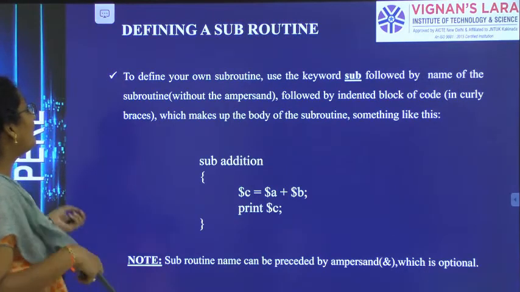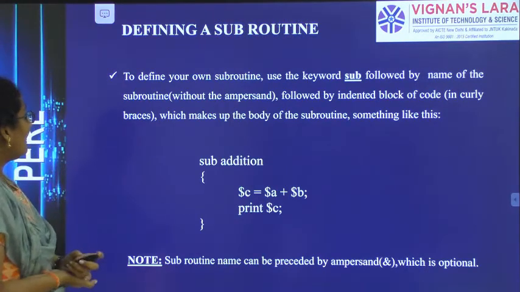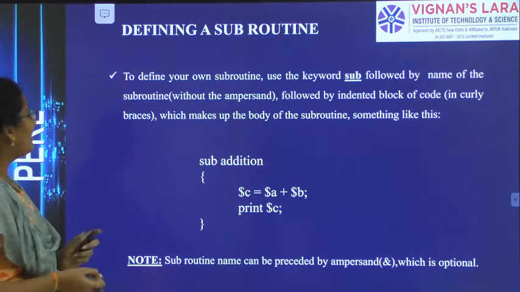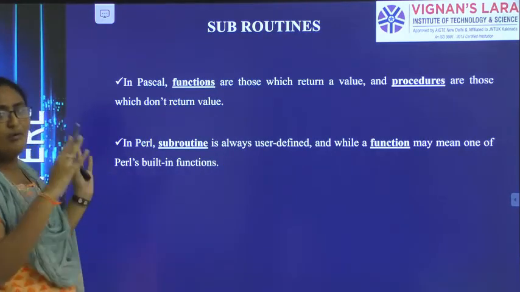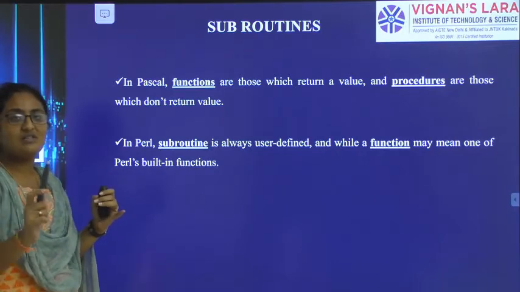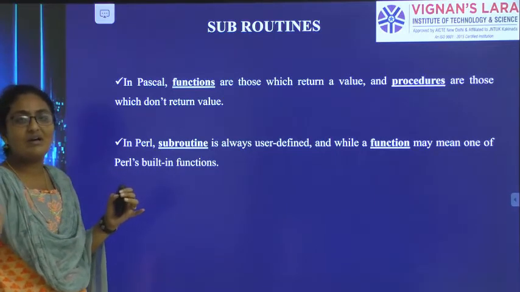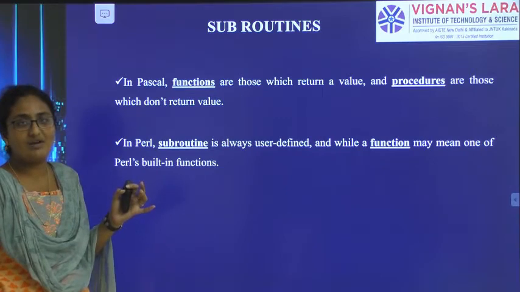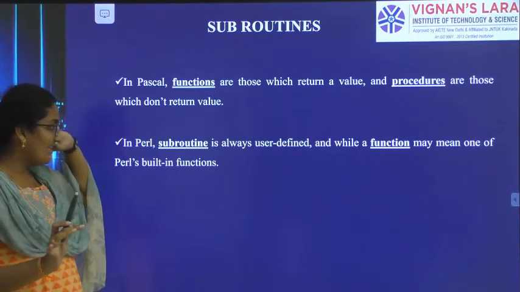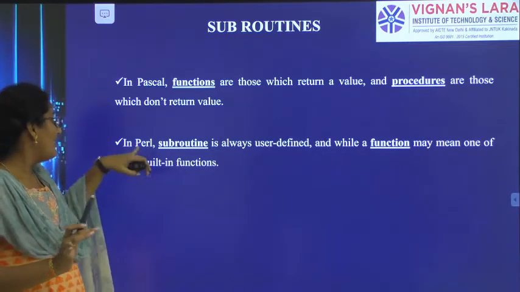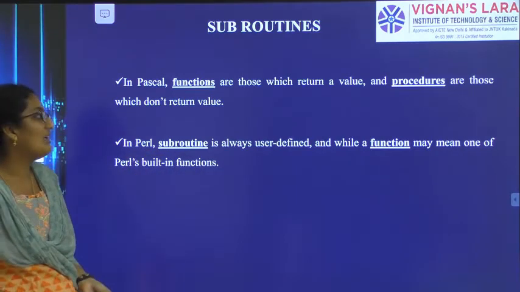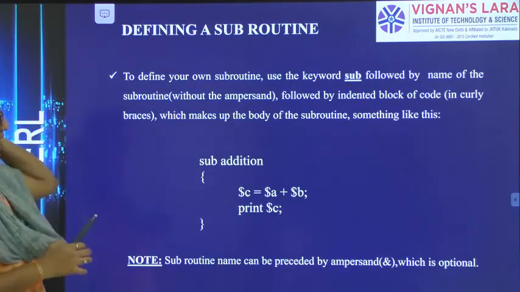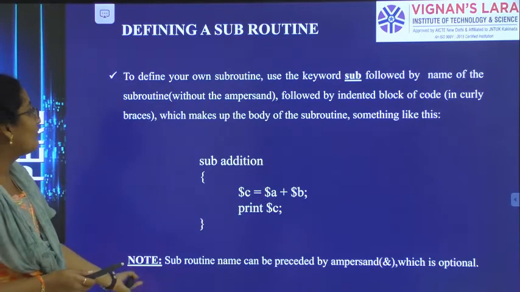So how can you define a subroutine? You can define your own subroutine. We are talking about user defined functions. Functions are of so many types: predefined functions, user-defined functions, built-in functions, variable functions, callback functions. So among these many types of functions, in Perl programming, a subroutine is nothing but a user-defined function only. You are defining it, you can define it as you want.